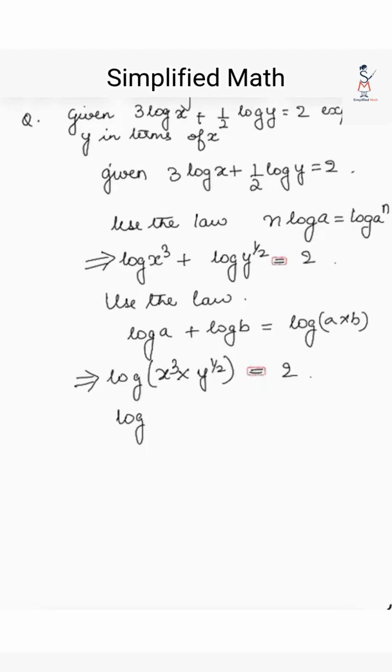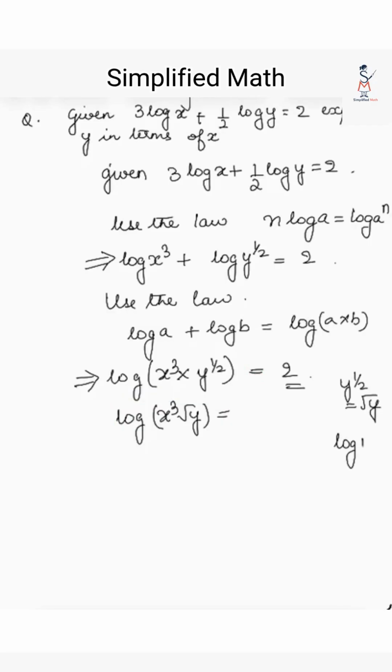Now what is this? It is y raised to the power half. Anything raised to the power half is square root. We know this. Log x cube into square root of y is equal to 2. Instead of 2, what we can write? We can write log 100.